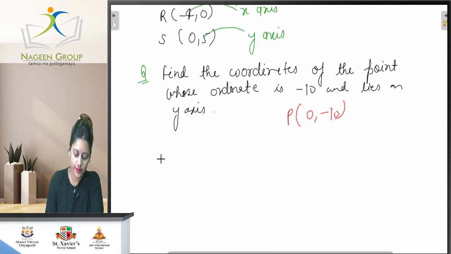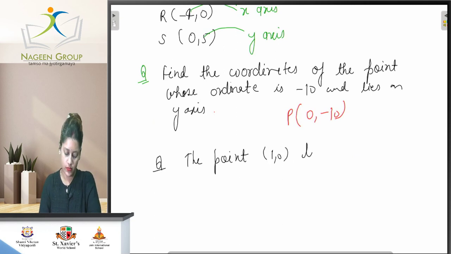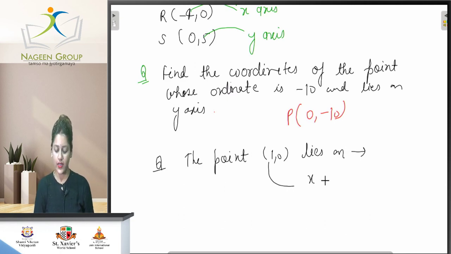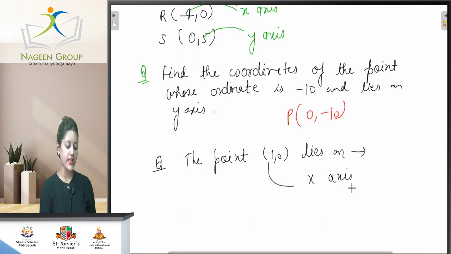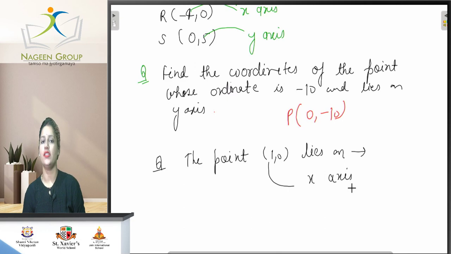Now next question, the point (1, 0) lies on where? It lies on the x axis. Or something new? No. So here we have completed our second class, which depends mainly on the Cartesian system.